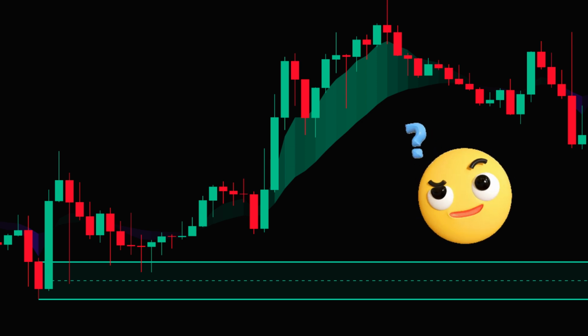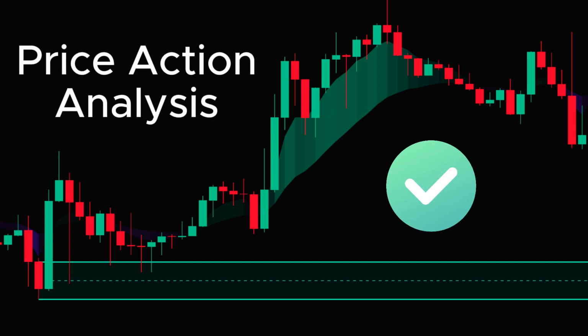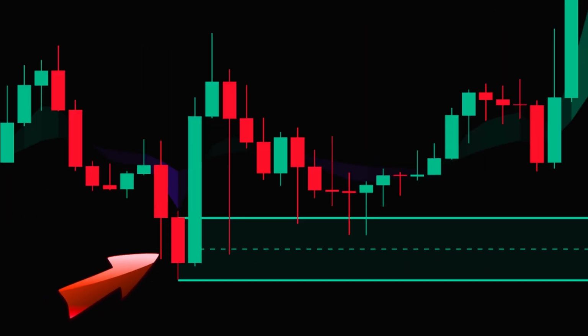Alright, now you may wonder how you can identify order blocks on the chart. With the help of price action analysis, it is possible, because by analyzing the price movement in the past, you can identify areas where the market suddenly changed considerably, and this considerable change is usually in the form of a reversal or breakout of a range or consolidation period.